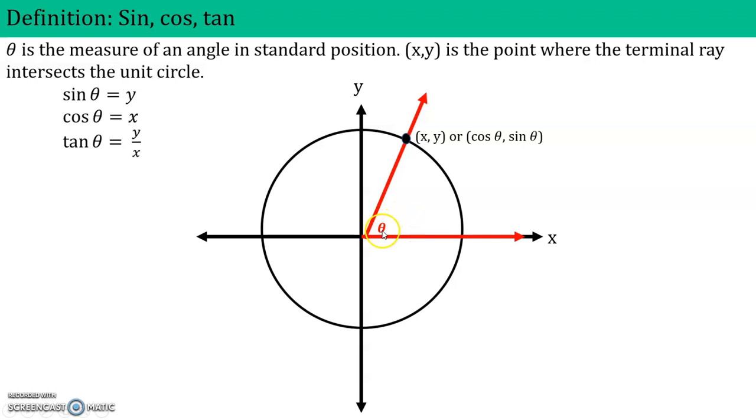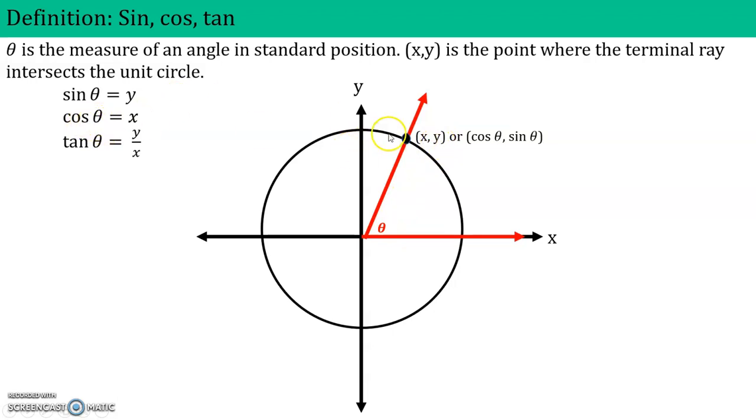So look, we've got this random angle, angle theta. This is the terminal ray, which is going to hit our unit circle somewhere. The coordinates of this point are x, comma, y. And then our new definition of the trig functions says that sine of theta, so sine of this angle, whatever it is, is equal to this y coordinate.